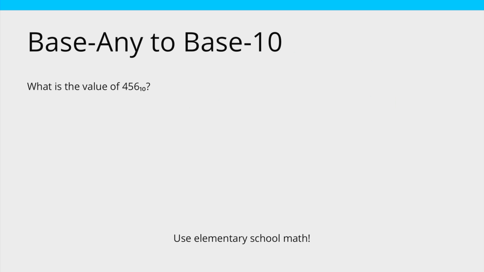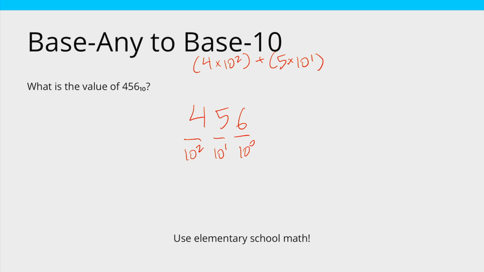Let's go ahead and do another example. Let's write out the place values. This is 10 to the 0 because we're in base 10, 10 to the 1, 10 to the 2, and let's multiply. 4 times 10 to the 2, because there's a 4 in the 10 to the 2 spot, plus 5 times 10 to the 1, because there's a 5 in the 10 to the 1 spot, and plus 6 times 10 to the 0, because there is a 6 in the ones place. So we do 400 plus 50 plus 6, and that is 456.